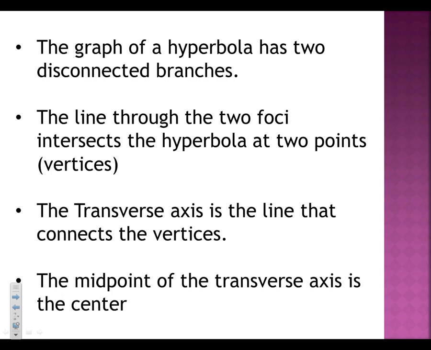So bullet number 3 on this page, the transverse axis is the line that connects the vertices. That's why you know it's always the major axis. Okay, and the midpoint of the transverse axis is the center. All right, so again, the distance is going to be 2a. Because if the midpoint is the center, then you've got a distance a to one side, distance a to the other side, or a distance of 2a.